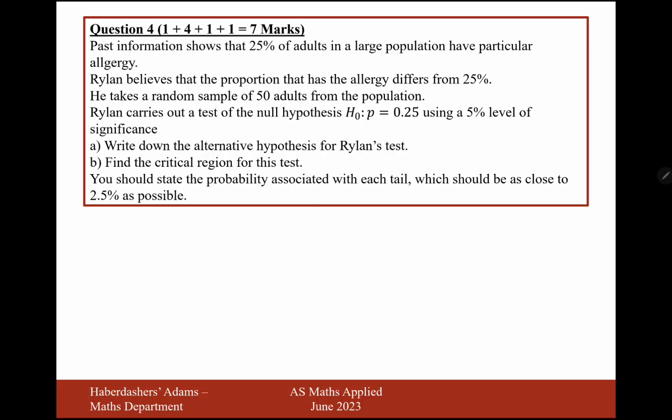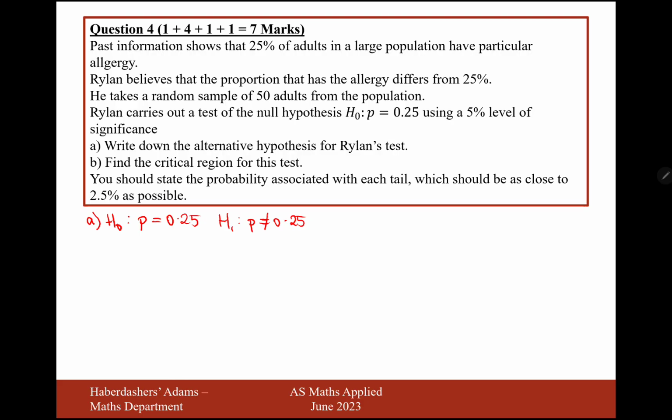Write down the alternative hypothesis for Ryan's test. Okay, so the null hypothesis is that p is equal to 0.25. Where it says Ryan believes the proportion that has the allergy differs from 0.25, we therefore treat this as a two-tailed test, where the alternative hypothesis is that p is not equal to 0.25.